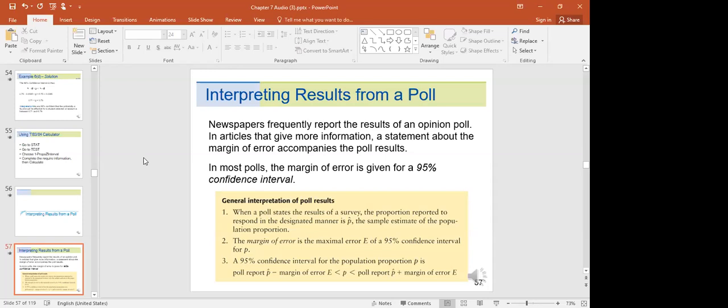If you have the margin of error, because sometimes they give the poll result with the margin of error, most of the time it's like 3. So if they give you that a candidate has 47%, the confidence interval will be 47 minus 3, 47 plus 3. But to compute the margin of error, you use the formula that I showed you before.